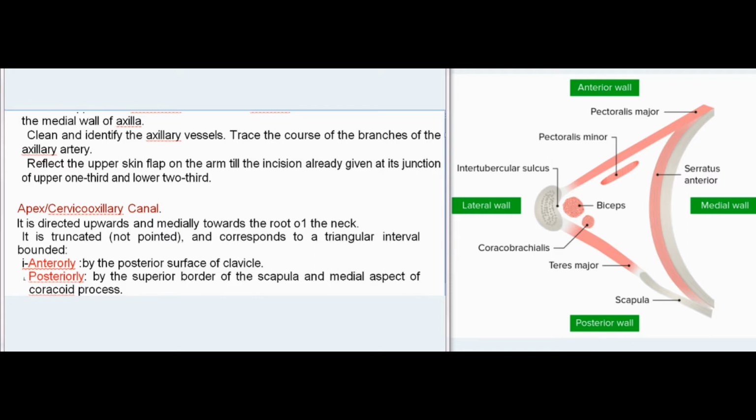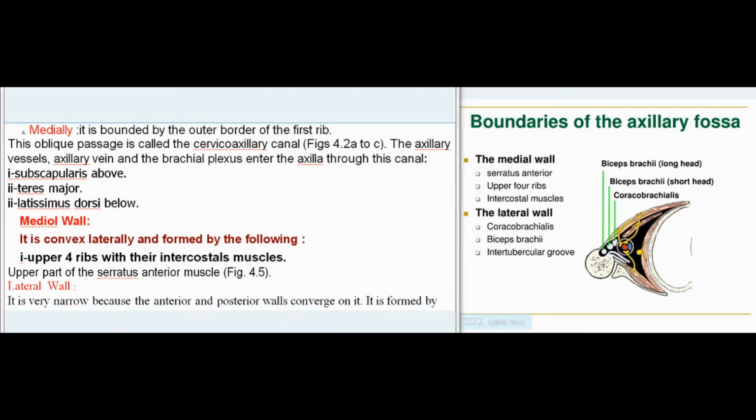Apex/cervicoaxillary canal. It is directed upwards and medially towards the root of the neck. It is truncated, not pointed, and corresponds to a triangular interval bounded anteriorly by the posterior surface of the clavicle, posteriorly by the superior border of the scapula and medial aspect of the coracoid process, and medially by the outer border of the first rib. This oblique passage is called the cervicoaxillary canal, Figs 4.2a to c. The axillary vessels, axillary vein, and the brachial plexus enter the axilla through this canal.